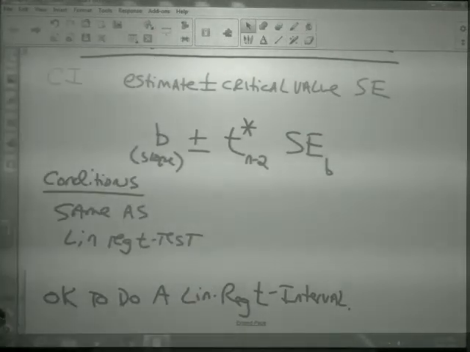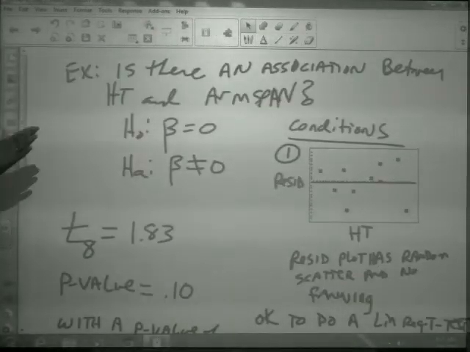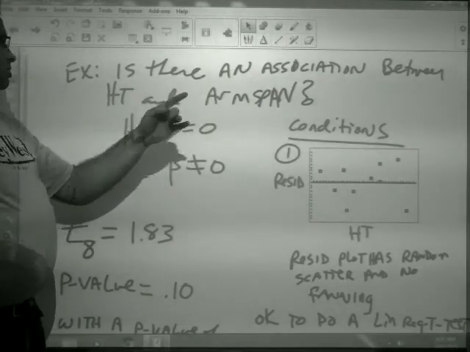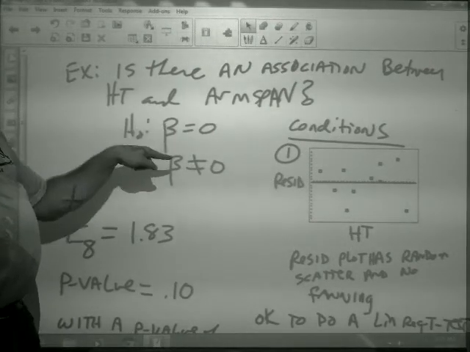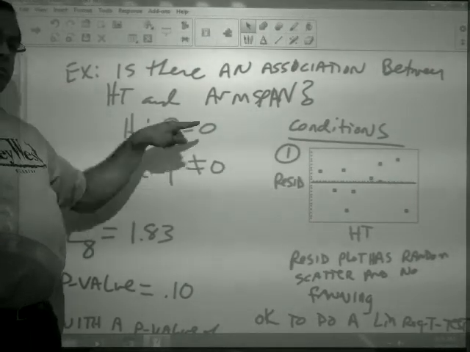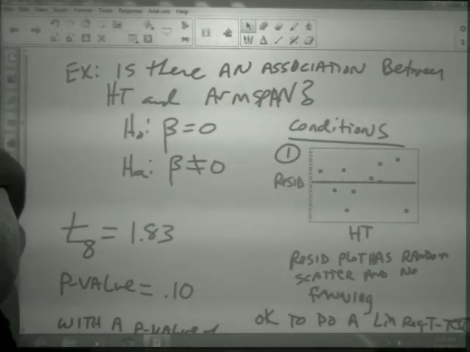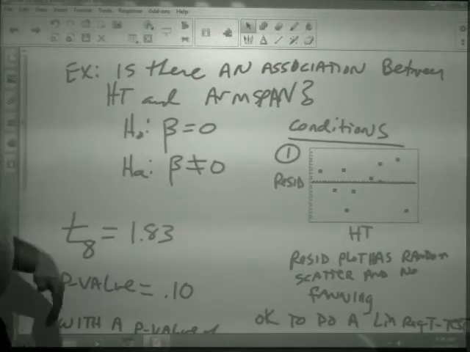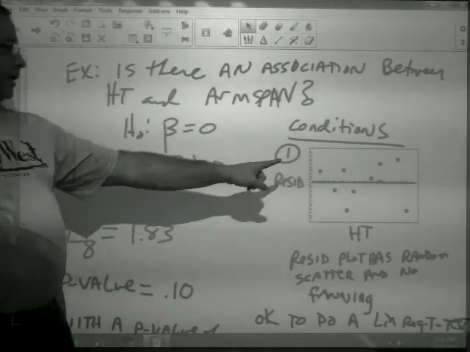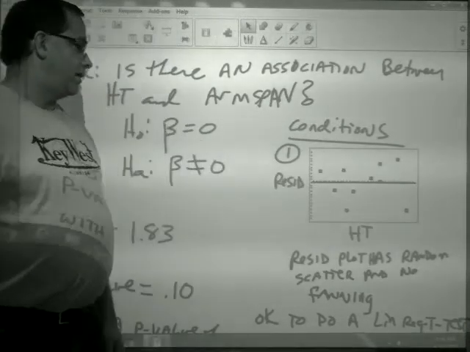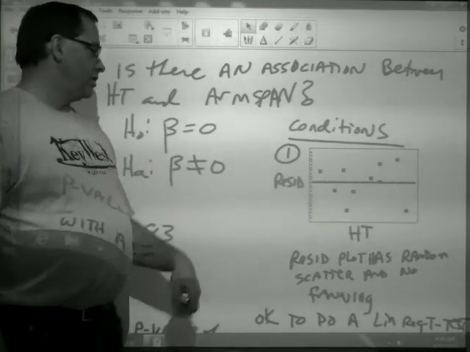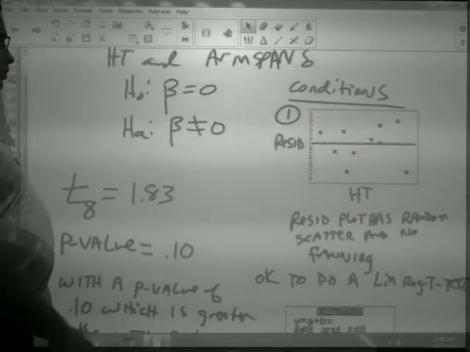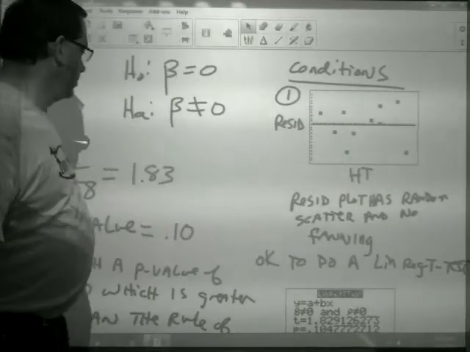Let's take a look at an example. Is there an association between height and arm span? So my null: no association. My alternative: I wonder if there's an association. What I did is I grabbed 10 of our data points from the height and arm span data that we had. I put them into my calculator. I made a residual plot, and if you notice, it's pretty much a random scatter. This is the height. This is the residual. The residual plot has a random scatter and no fanning.